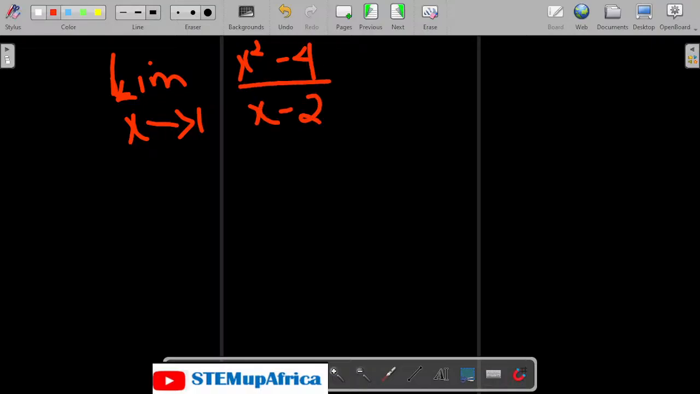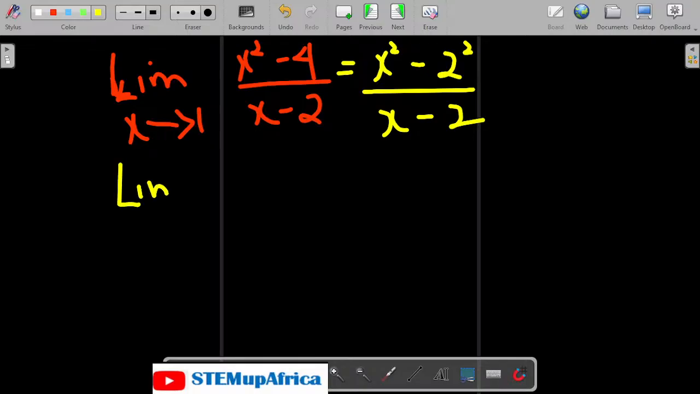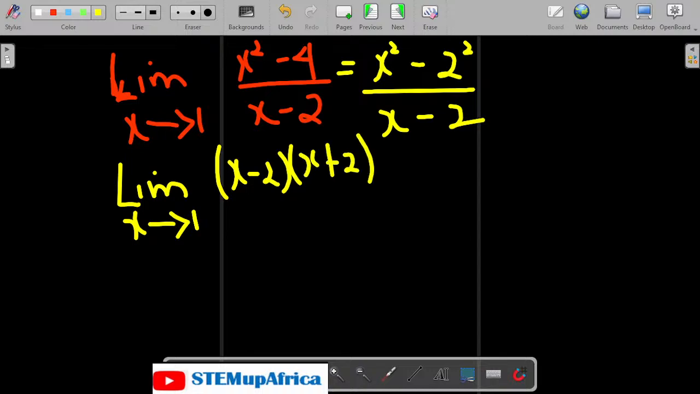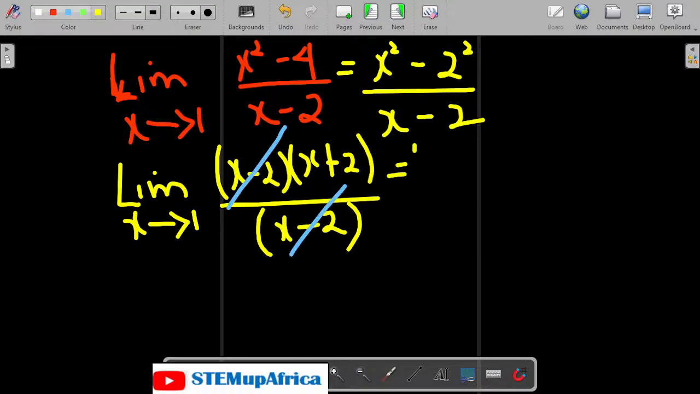So when you see a limit like this, you can first of all simplify it. So I will have this as x squared minus 2 squared over x minus 2. I will apply the difference of two squares to the numerator. So I have limit x tends to 1 of x minus 2 times x plus 2 over x minus 2. You agree with me that we cancel x minus 2. I'm left with limit x tends to 1 of x plus 2.